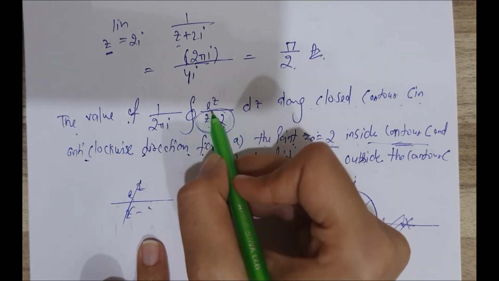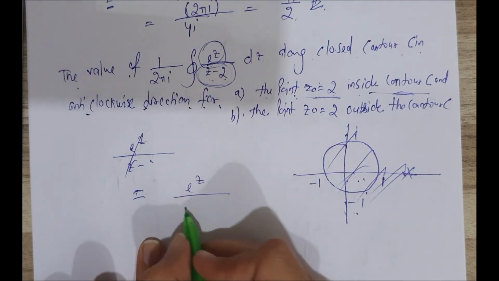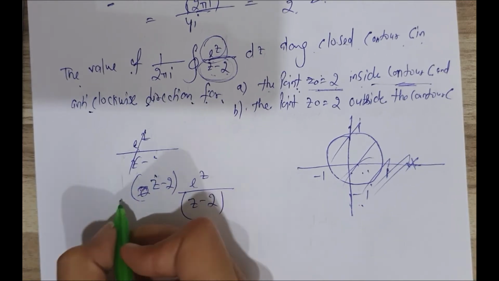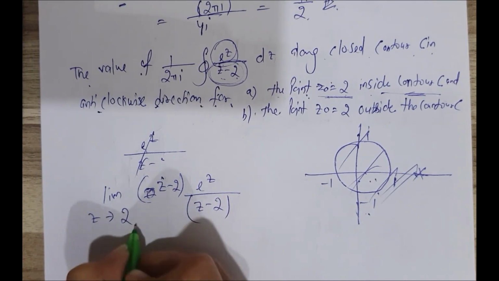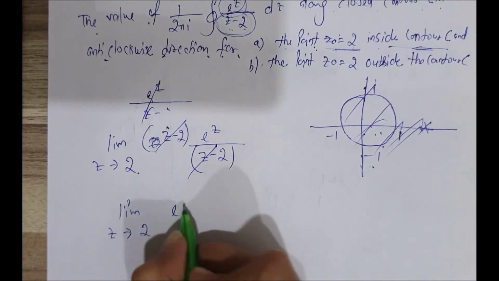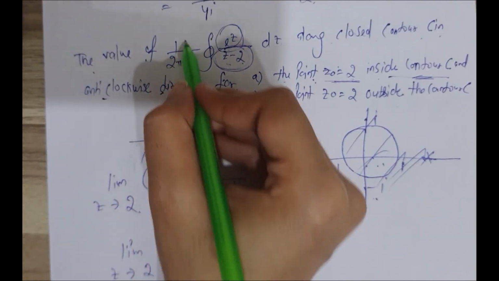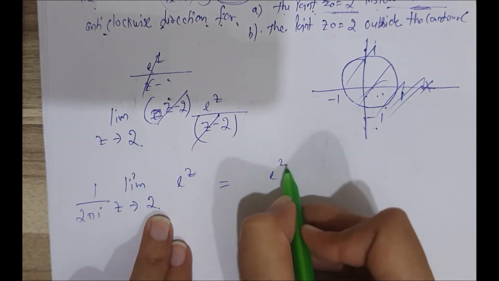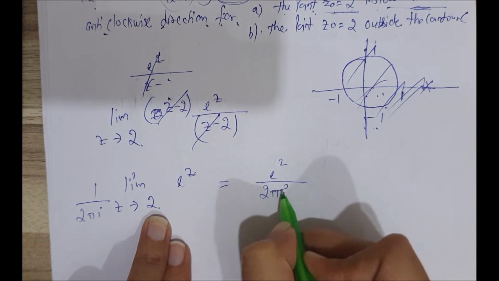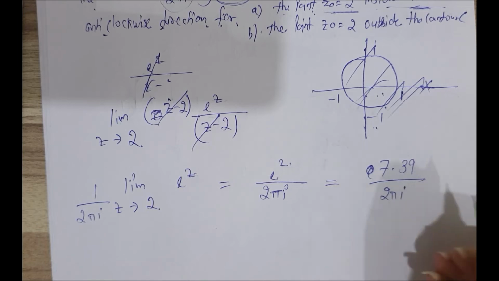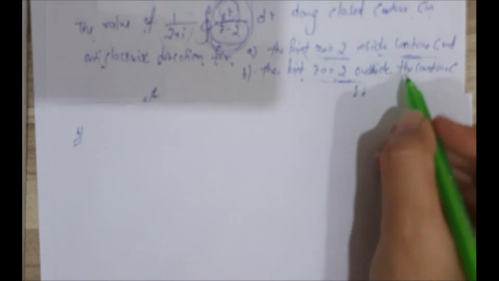If this is inside the circle, then f(z) is this. Then limit z tends to 2 is there, so cut it. And don't forget this part also. So put the value here. Exponential 2 is 7.39. Now this is the answer. Now second point, the point z equal to 2 outside the contour.